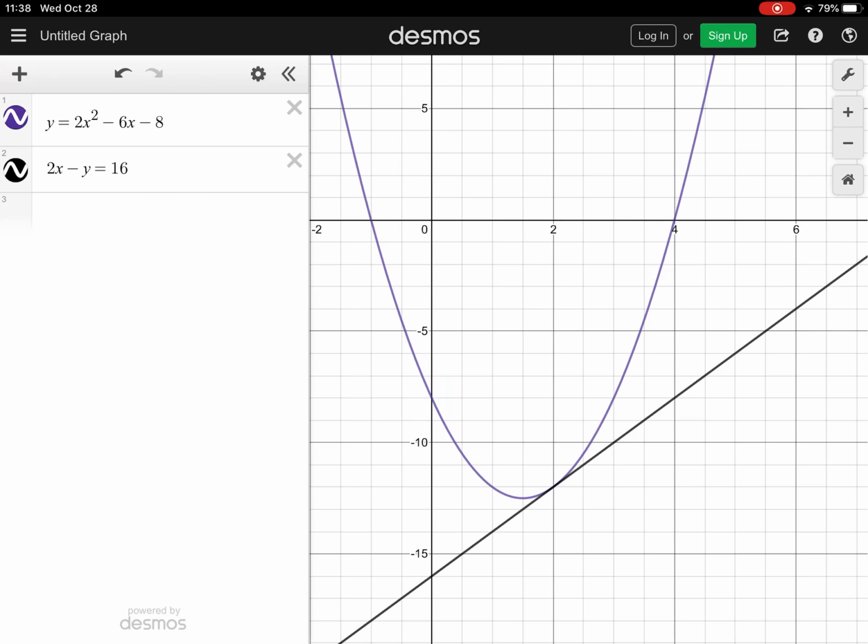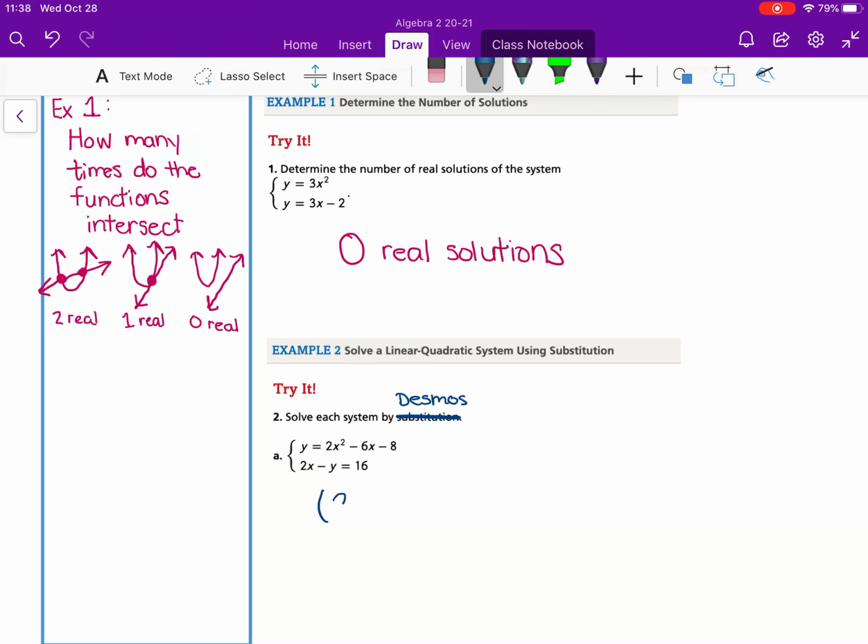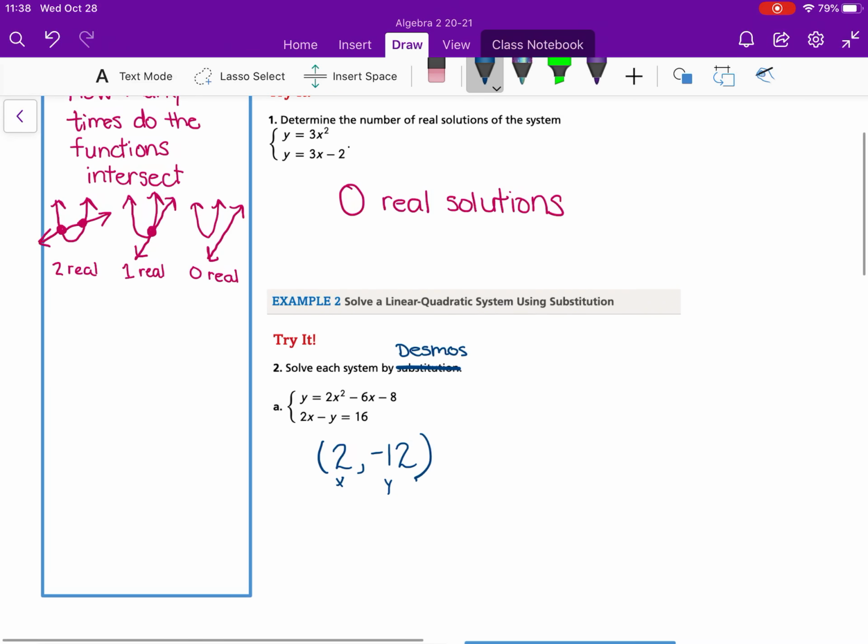Then I want to figure out where they intersect. Notice they only intersect once. They intersect at 2, negative 12. And that's my answer. That easy. If I wanted to check my answer, I could plug this in for x, plug this in for y, and make sure I get true statements for both of those things.